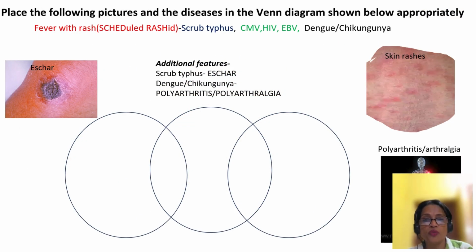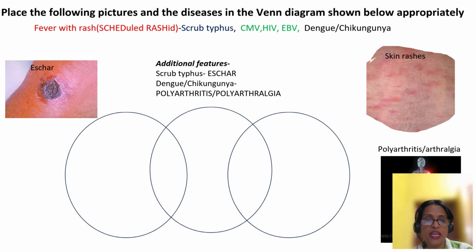Now let us come to fever with rash. We know rash and fever are caused by SCHED. S is scrub typhus, C is cytomegalovirus or chikungunya, H is HIV, E is EBV, D is dengue. So fever with rash is caused by these five to six etiological agents. Now the skin rash will come to the center because here it is fever with rash. What are the other specific features?